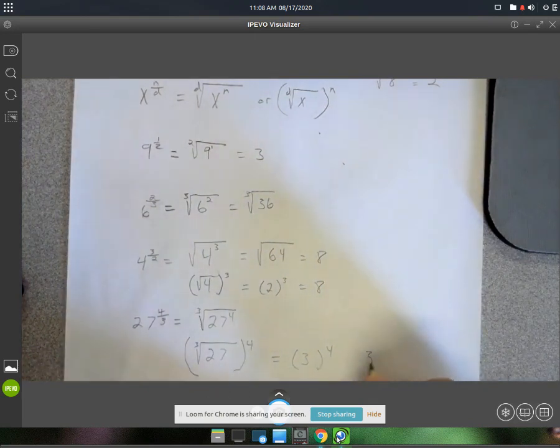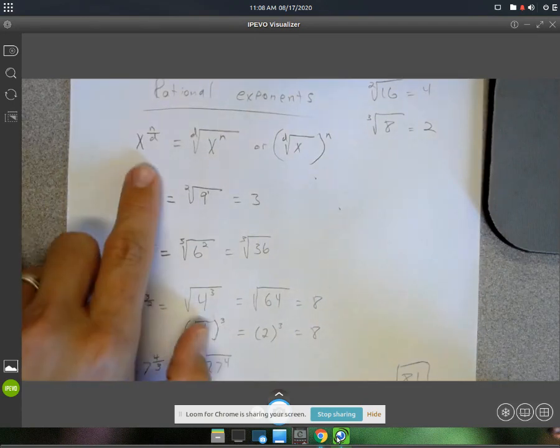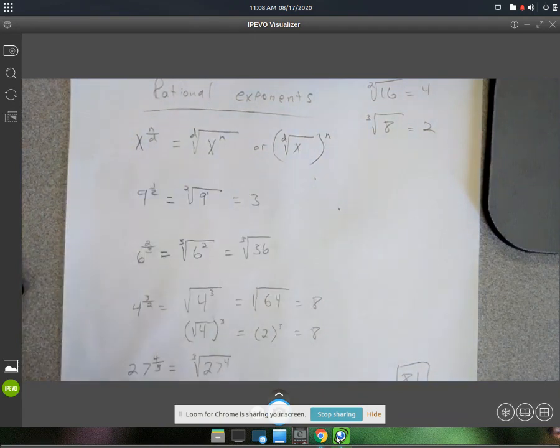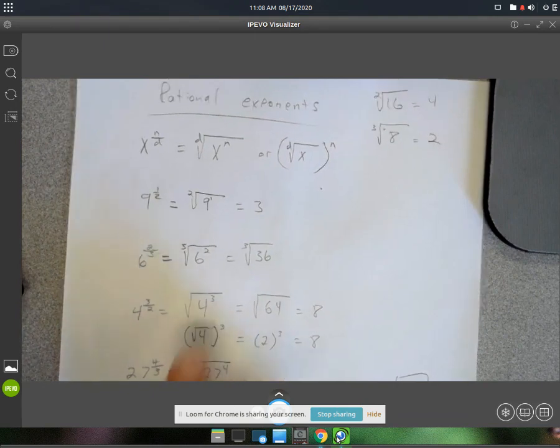Let's see here. 3 times 3 times 3 times 3. Well, 3 times 3 is 9. 3 times 3 is 9. And 9 times 9 is 81. So this one and that one, they actually simplify completely. So that's really the only lesson we can talk about right now as far as fractional exponents. We're just going to be rewriting them in a radical form, and then we'll see if that radical form will simplify itself. Okay.